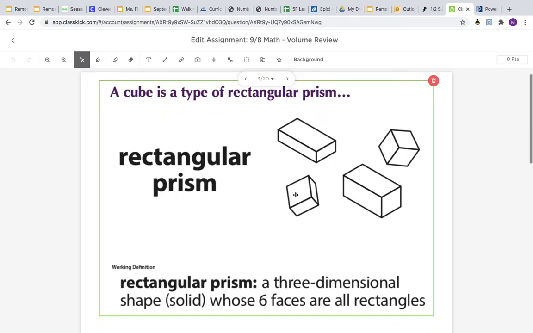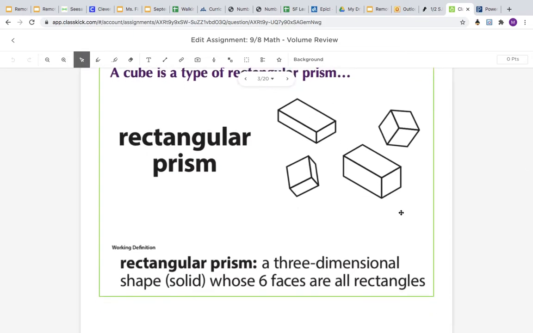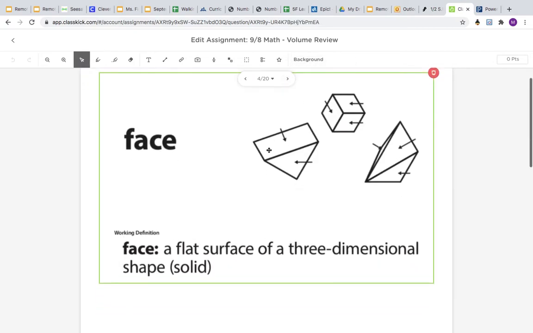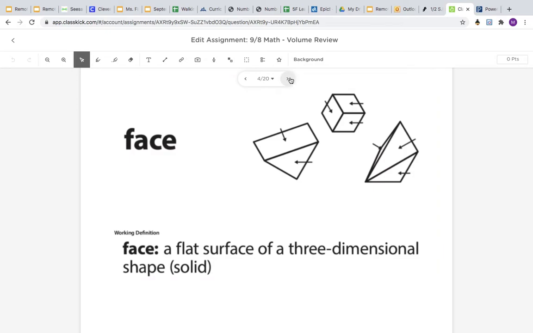So a cube is a type of rectangular prism. And here are some examples of rectangular prisms. Rectangular prisms are three-dimensional shapes that have 6 faces that are all rectangles. What are faces? Well, faces are the flat surfaces of a three-dimensional shape. So all these arrows point to faces on a shape.